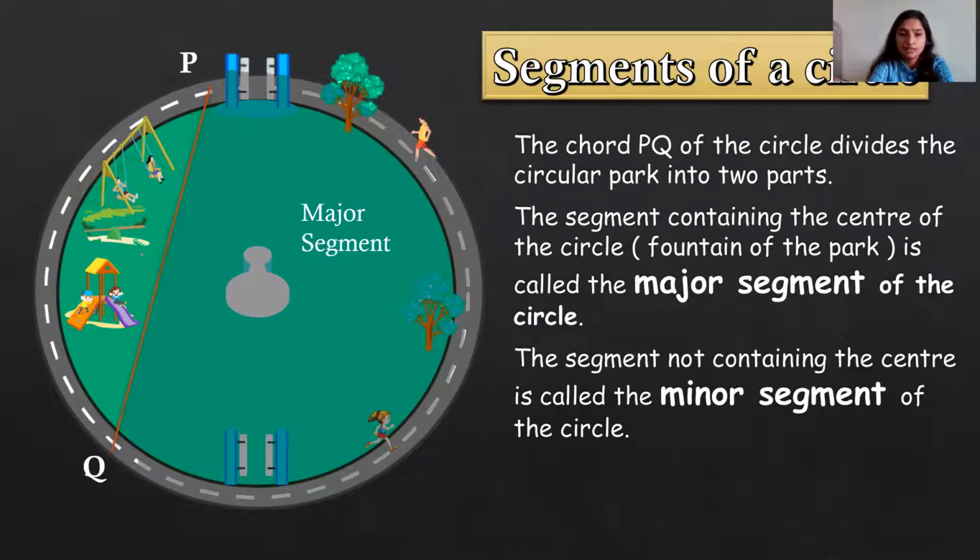So here we can say that the play area is in the minor segment of the circular park, and the rest of the parts of the park which contains the fountain, trees, entrance and exit gate, they all fall in the major segment of the circle.